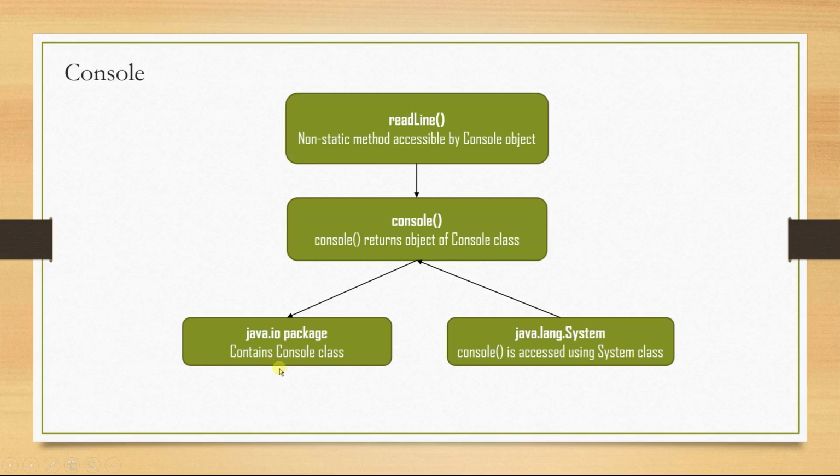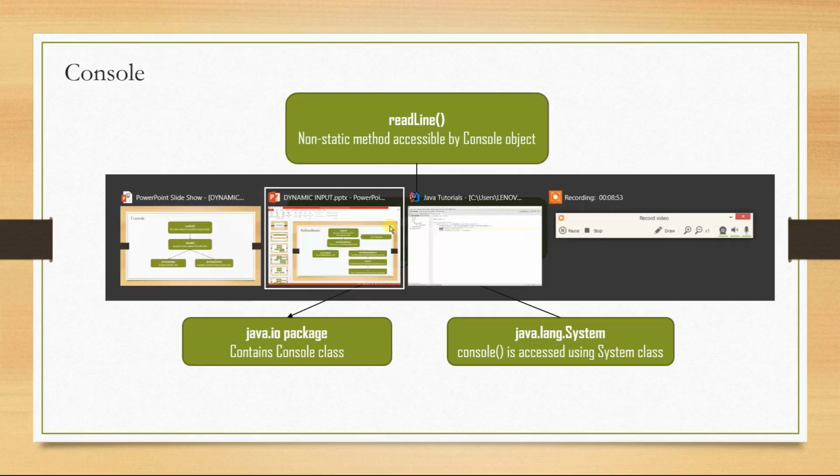Over here there is a method called console. The c is small since it's a method. It returns the object of the console class. But this console method is present inside the System class. So what we have to do is write System.console. It will return the object of the console class, and then from that object we can access the readline method. Now let's move into the code.